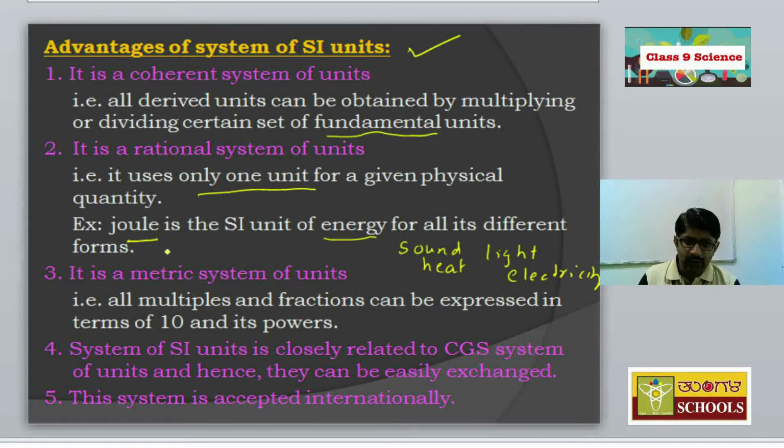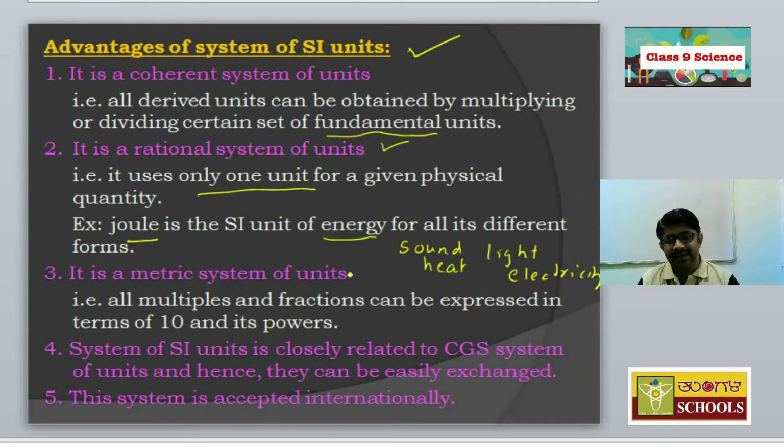As SI unit, we are writing joule for various forms of energy. That is why it is called a rational system of units, which means it uses only one unit for a given physical quantity. We have so many forms of energy, but the SI unit will always be taken as joule, and hence it is called a rational system of units.